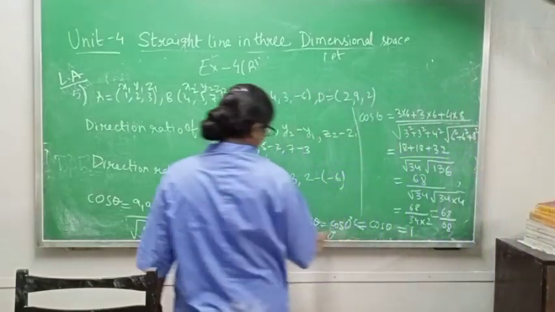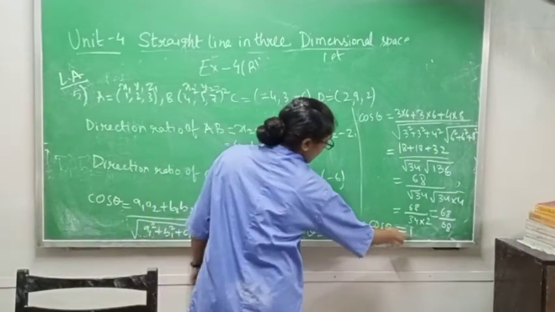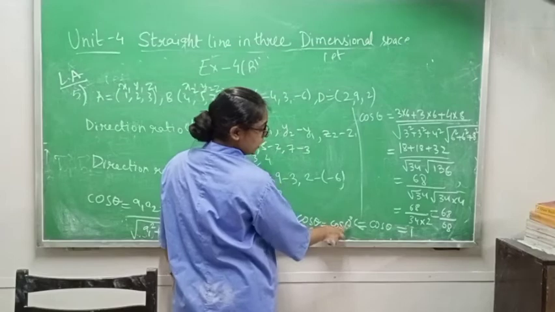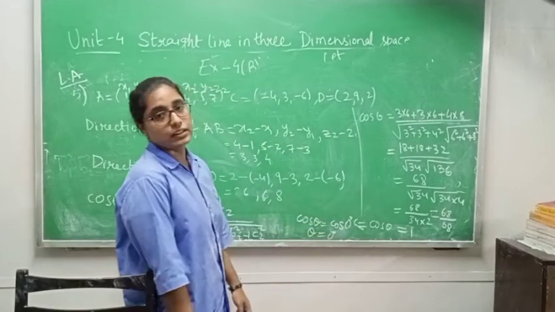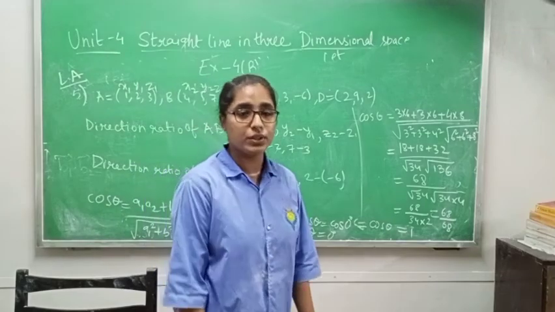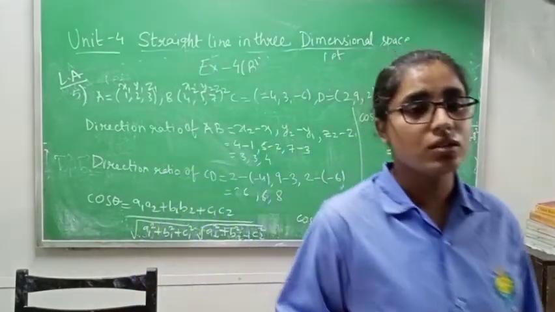After this, please come here. Cos theta equals 1, when cos theta value is 1, it is cos 0 degree, so cos will nullify and the theta value you will get is 0 degree. So the answer, the angle theta between AB and CD, equals 0 degree.